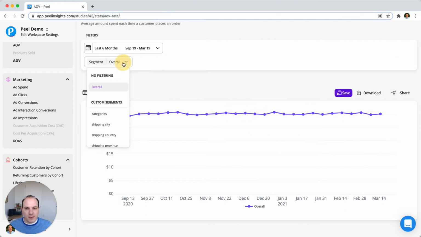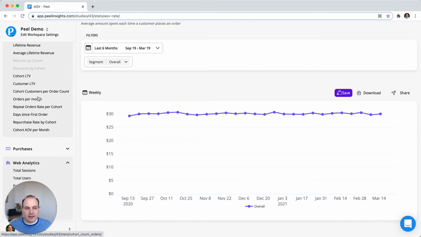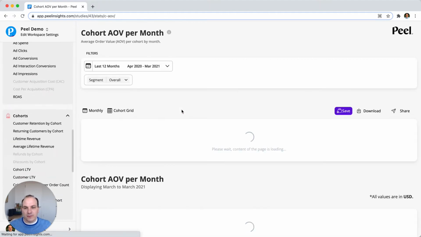If you were to segment it in different ways, you'd notice that not all orders are created the same way. But what you're lacking is understanding: are new customers spending more, or existing customers spending more over time or less? And that's what the cohort AOV is for.